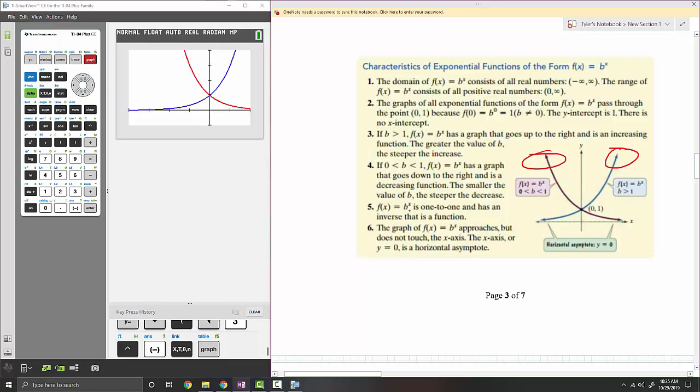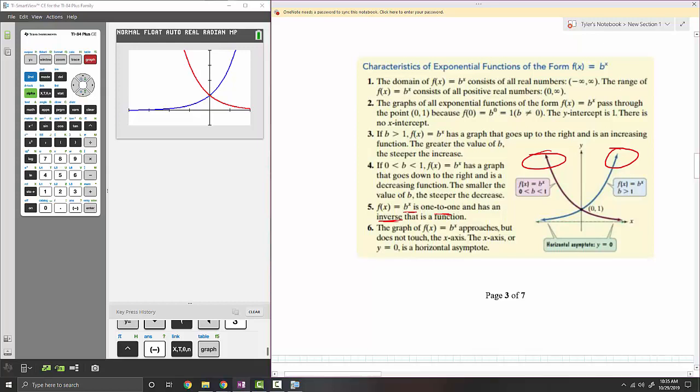And then something else to note is that b to the x is 1 to 1 and has an inverse function, right? So remember, a 1 to 1 function passes the horizontal line test. And if a function is 1 to 1, we know it's going to have an inverse function. And in the next section, we're going to investigate what the inverse function actually is.